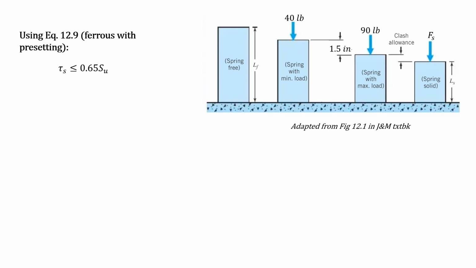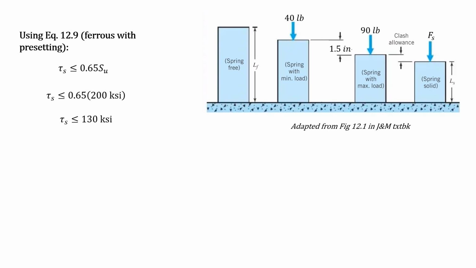So if we use equation 12.9, we have a ferrous metal with presetting. The question tells us that we have presetting in this case, and it's ferrous metal. If we look at the 200 KSI ultimate tensile strength, we can find that it's likely to be a carbon steel, which is 90% iron. So we have the ferrous metal with presetting. And then we'll use that same equation that we did before. So that same situation where our shear stress needs to be less than or equal to 0.65 of the ultimate tensile strength. Just in this case, we're using the presetting version of that.